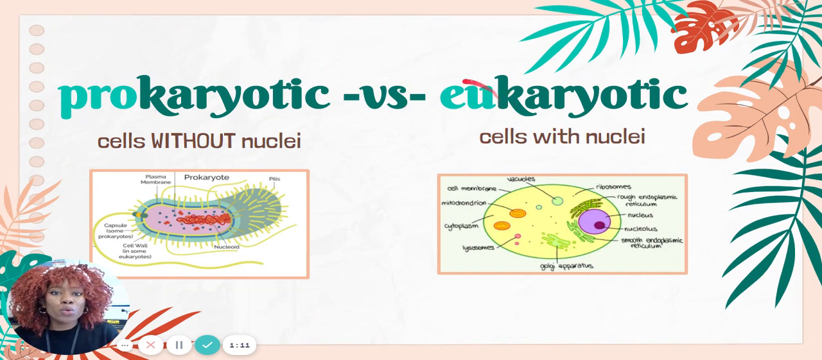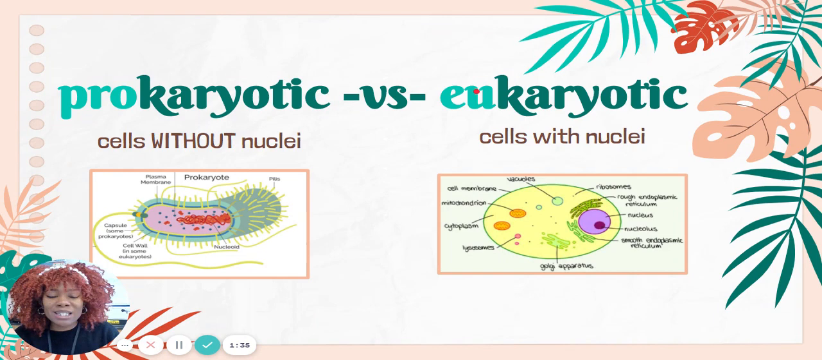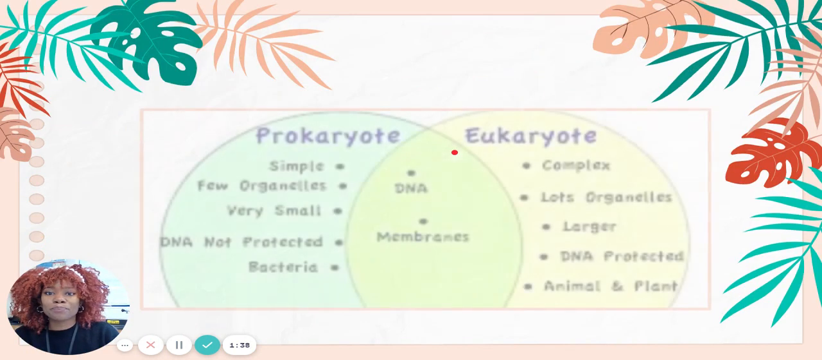Then we have eukaryotic organisms. Think about you yourself. You are a eukaryotic organism. We have a nucleus. We are complex organisms. We have lots of cells that have lots of divisions within them. So prokaryotic again are going to be simple organisms that do not have a nucleus, while eukaryotic organisms like you are complex organisms that have a nucleus.